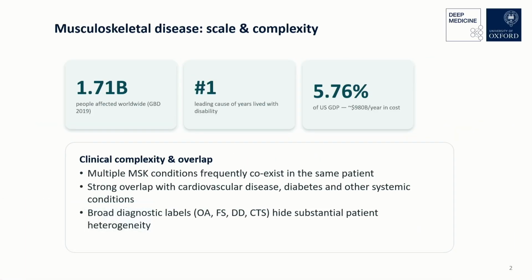Musculoskeletal disease is a huge and growing global burden based on the GDP. In 2019, there were 1.7 billion people affected by musculoskeletal disease, and it is the number one cause of disability, which accounts for over 5% of US GDP.